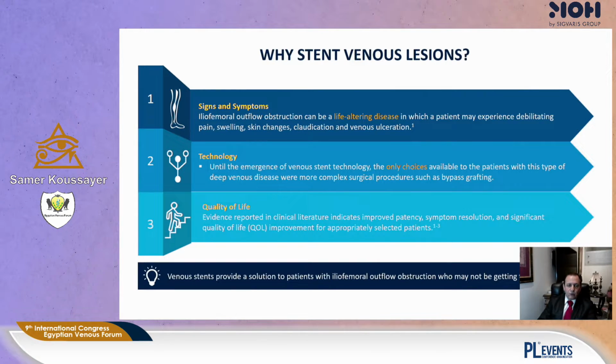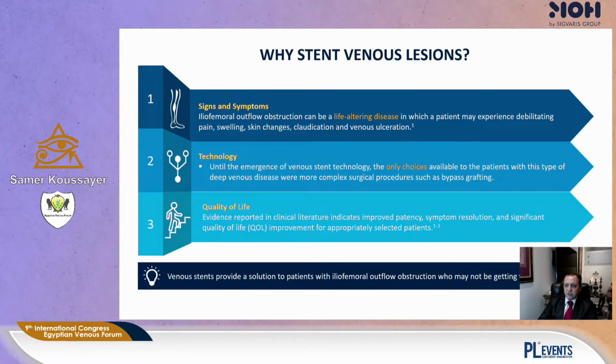The second thing, we already have the technology to do that. Before venous stenting, the only choices we had to offer these patients were a complicated bypass procedure, which was never shown to improve outcome or quality of life, or conservative treatment with compression, dressings, and bandages. Also, there is evidence that quality of life improves significantly after relieving the venous hypertension.